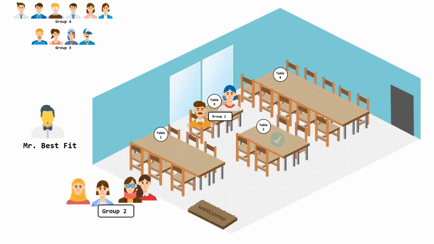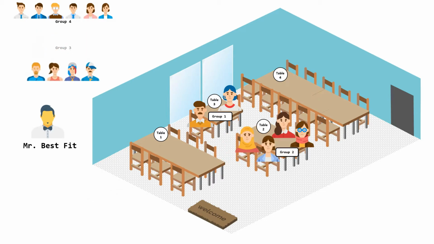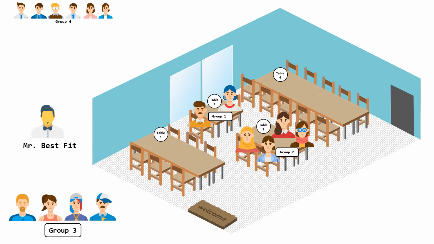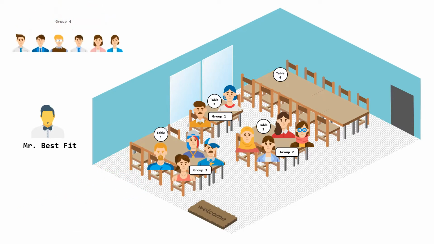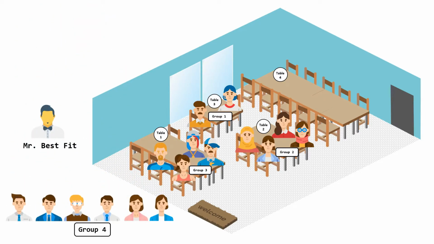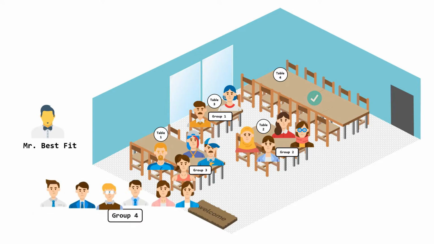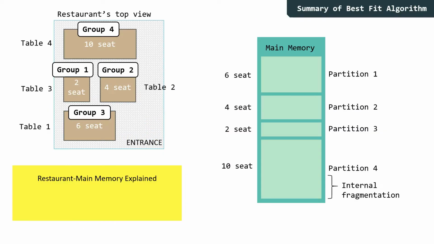The host does the same for all customers. You can see, despite it being able to fit more customers into the restaurant, the customers are left waiting in line for a very long time. This is the summary of the best fit algorithm that was explained earlier.